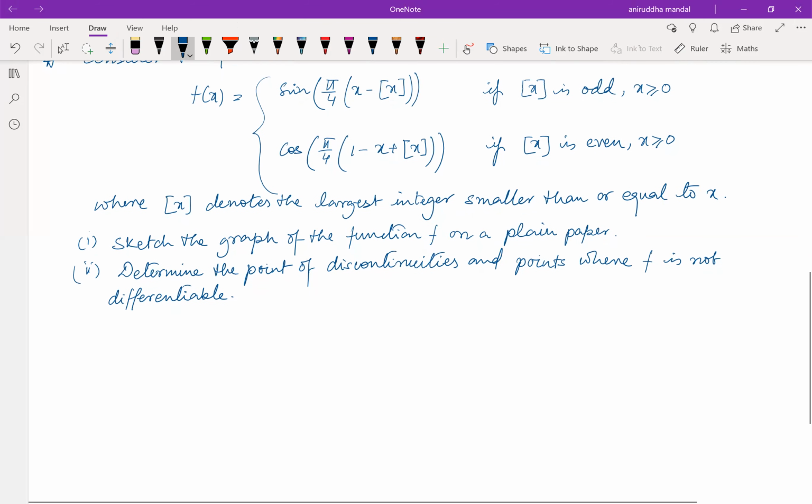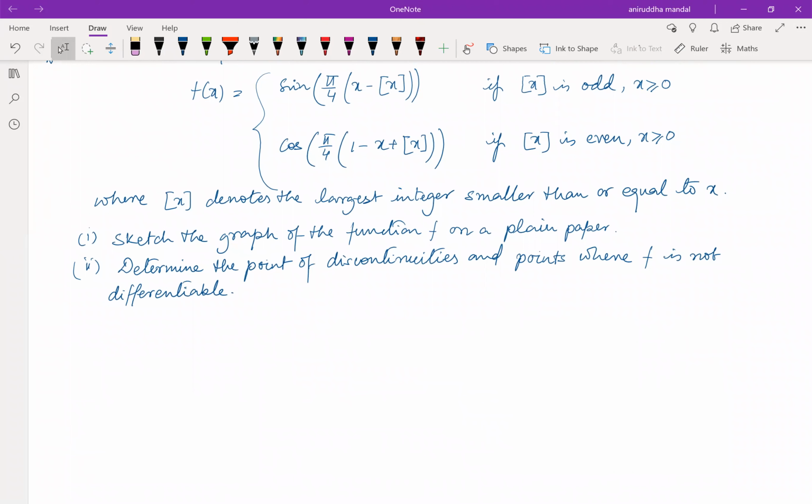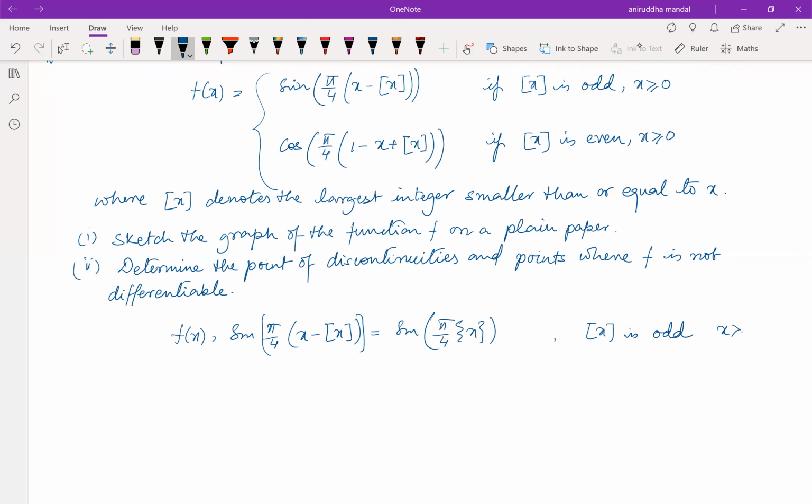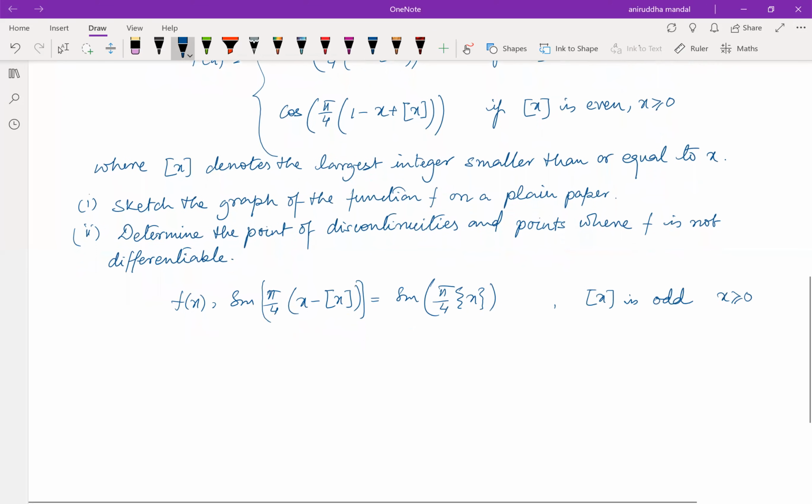So let me write this function: f(x) equal to sine(pi/4). Now x minus [x] can be written as sine(pi/4 times the fractional part of x). And this is when the box function is odd, and all the values of x are greater than 0.